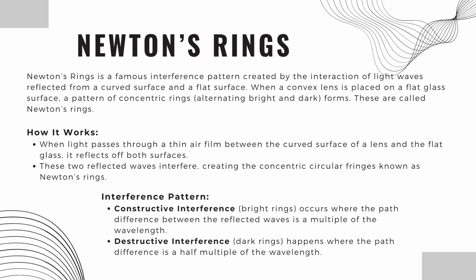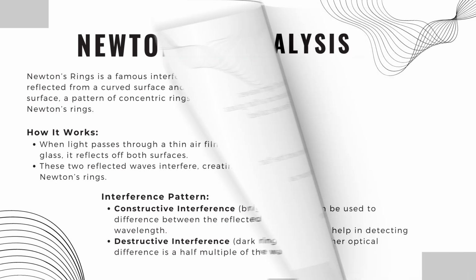How it works. When light passes through a thin air film between the curved surface of a lens and the flat glass, it reflects off both surfaces. These two reflected waves interfere, creating the concentric circular fringes known as Newton's rings.